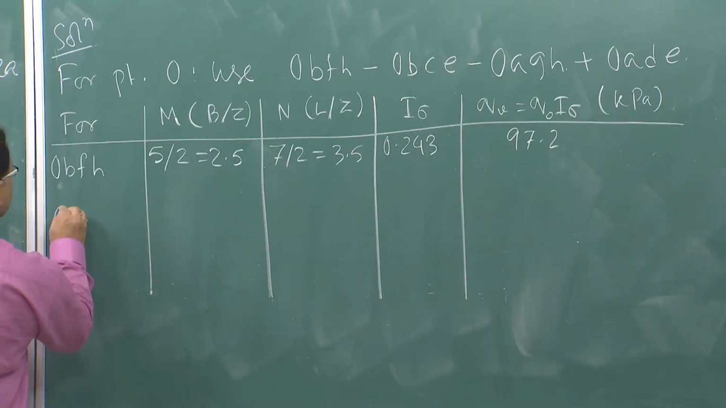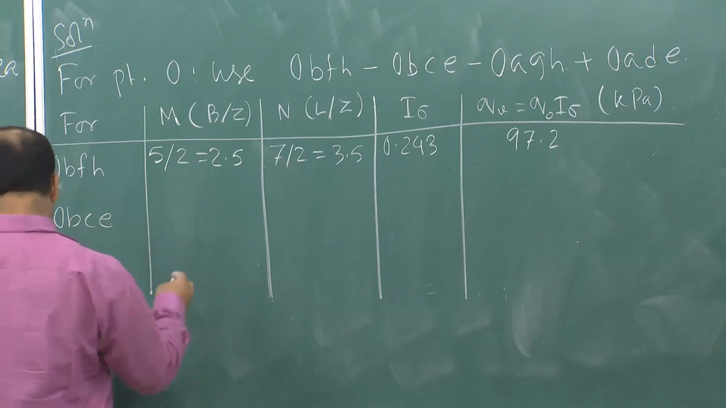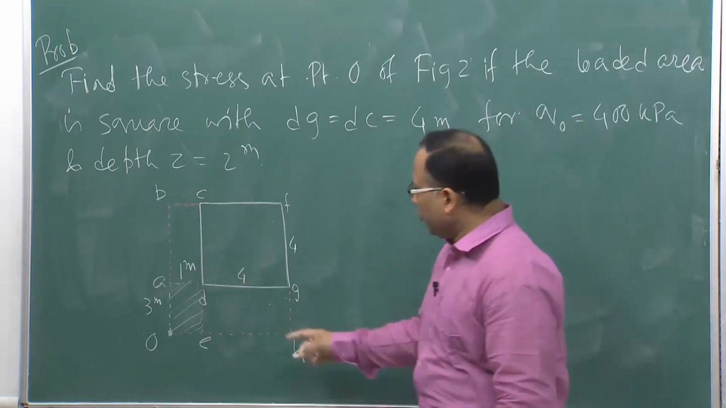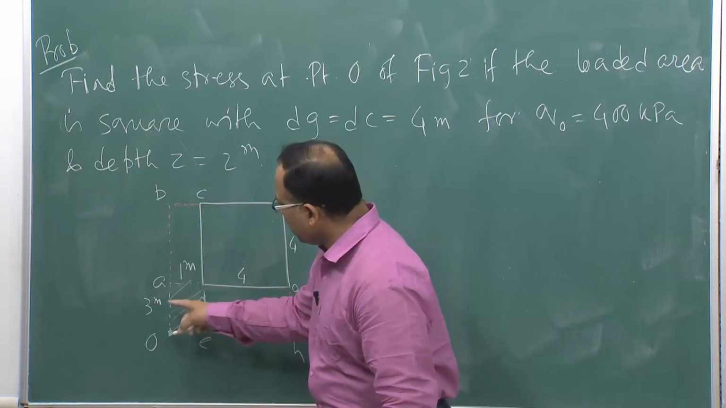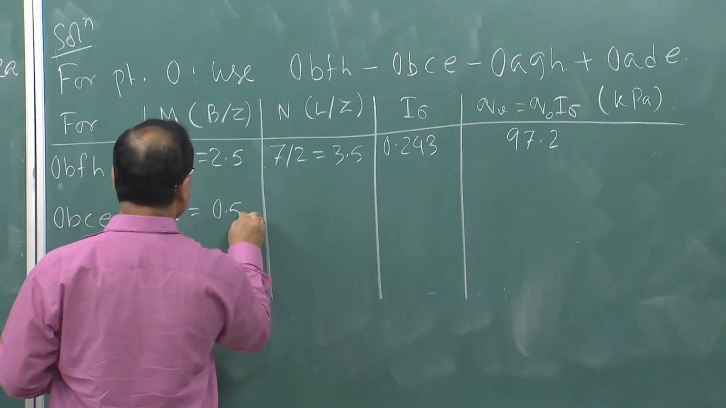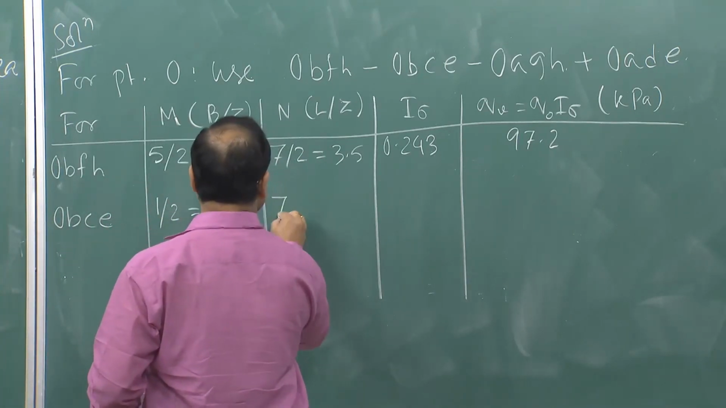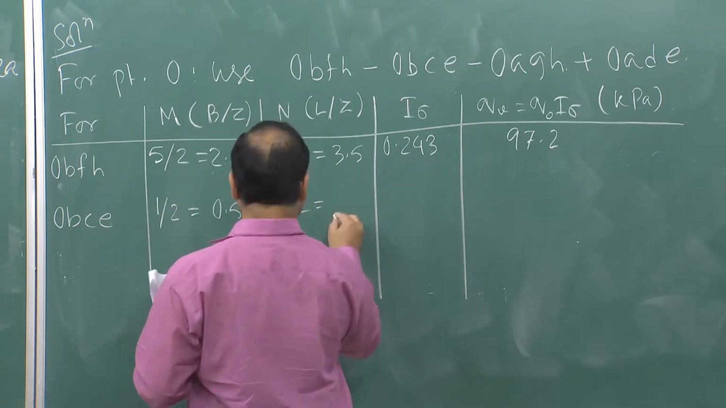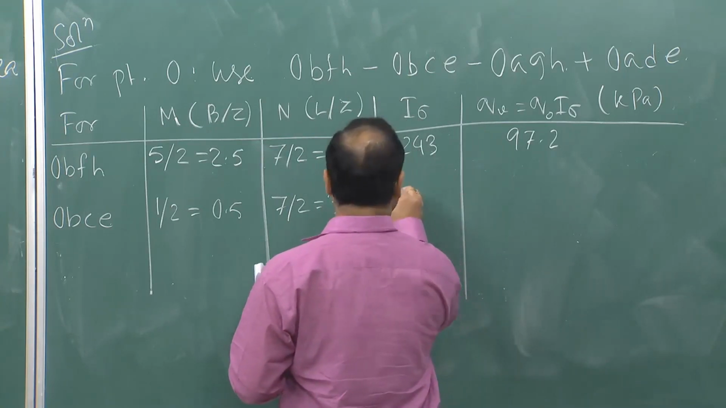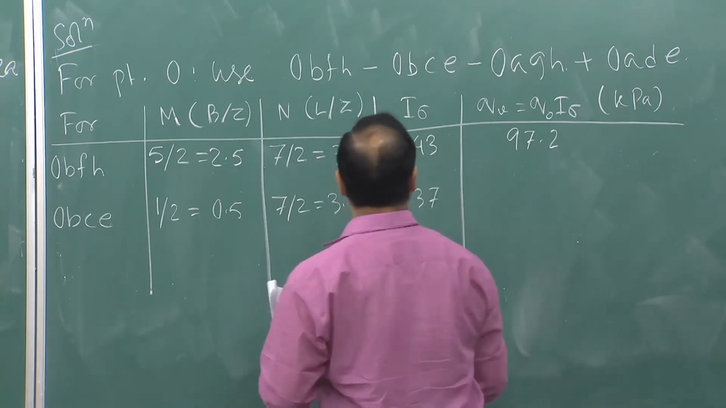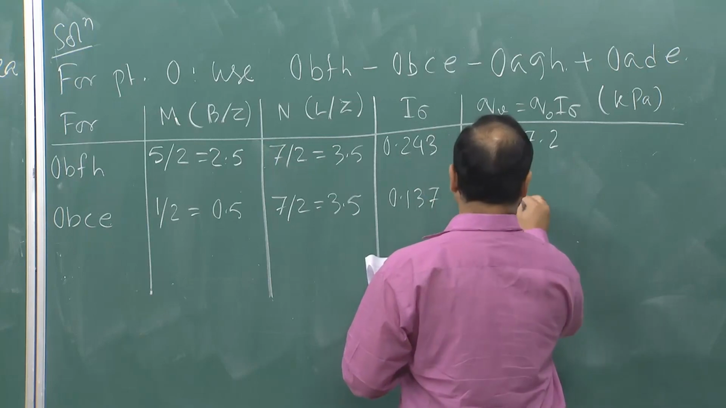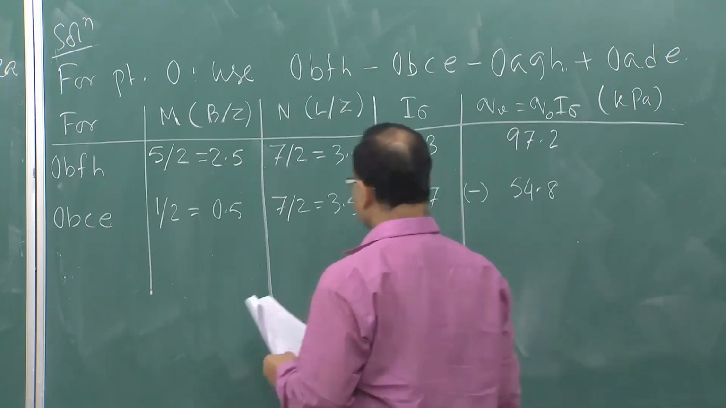Then coming to OBCE. For OBCE, what is the value of B? That is the shortest dimension, that is 1 meter, 1 by 2 is coming as 0.5, and what is the value of n? 7 by 2, that is the longest dimension, 7 by 2 is your n value. Okay. So, that gives me 0.137 as I_sigma from the table, and ultimately this will be subtractive, it is coming as 54.8.